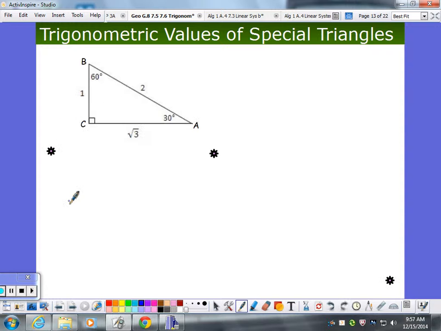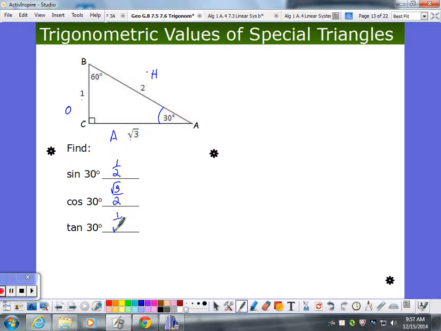When you work with 30, 60, 90 triangles, I've got one set up here. So let's say I'm working with a 30-degree angle. Here's the opposite, here's the adjacent, and this is the hypotenuse. So sine of 30 is 1 over 2, which you saw on our calculator. The cosine of 30 is adjacent over hypotenuse, square root 3 over 2. And the tangent is 1 over square root 3, which I need to rationalize. So it's square root 3 over 3.